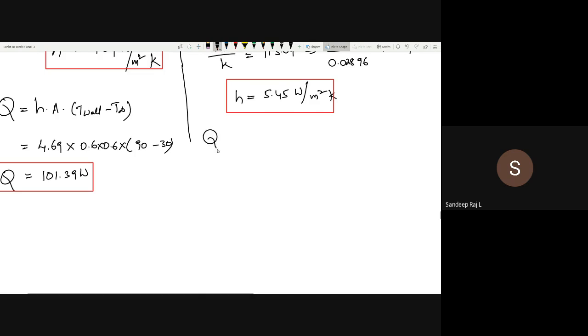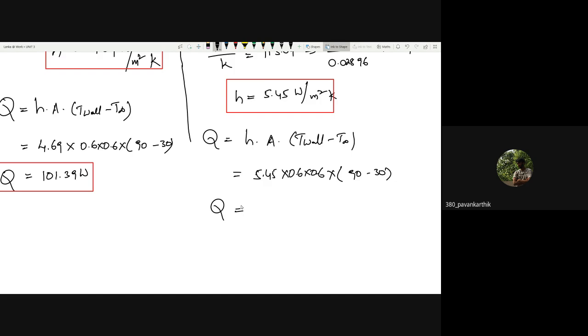Like any correlation, Q is equal to H into A into T wall minus T infinity. That is equal to 5.45 into 0.6 into 0.6 into the T wall is 90 and the T infinity is 30. So Q value also you can find: 117.72 watts. So it's also almost close to the Q value that you got previously. Okay, both ways it is correct.